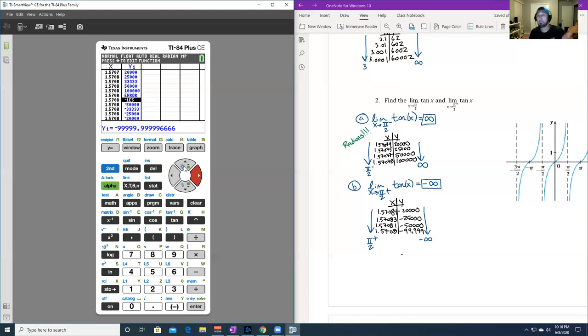Therefore, proving that since one tail is headed towards infinity and one tail is headed towards negative infinity, in between those tails lies a what? A vertical asymptote at pi over 2. So that's all we're doing here, is proving where there are vertical asymptotes. Okay, that was fun.